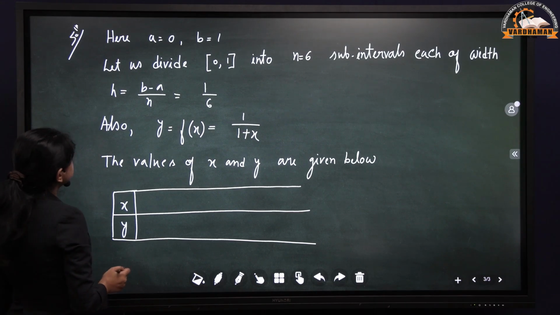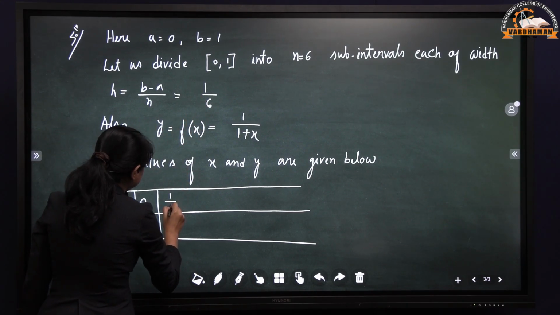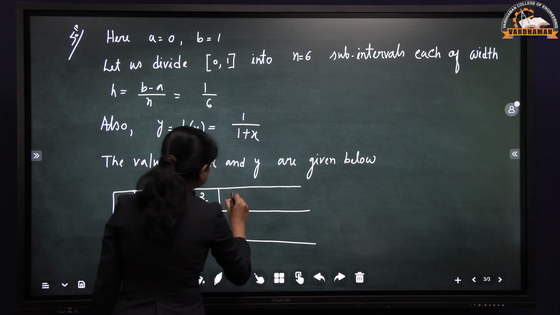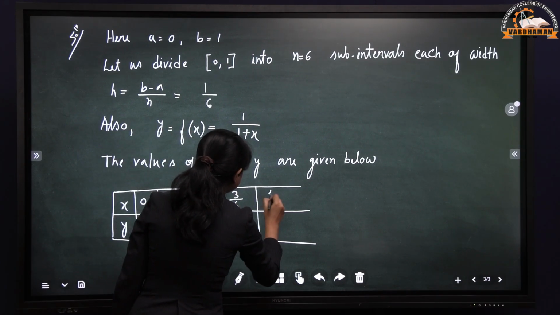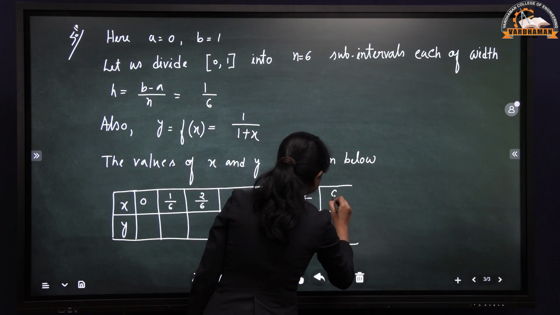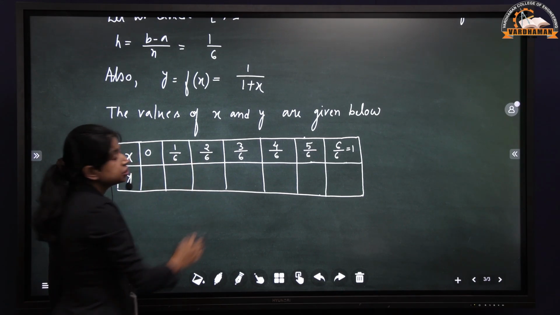X values are starting from 0. As h is 1 by 6, x1 will be 1 by 6, x2 will be 2 by 6, x3 will be 3 by 6, x4 will be 4 by 6, x5 will be 5 by 6, x6 will be 6 by 6, which is 1. This is how we are dividing the interval 0, 1.